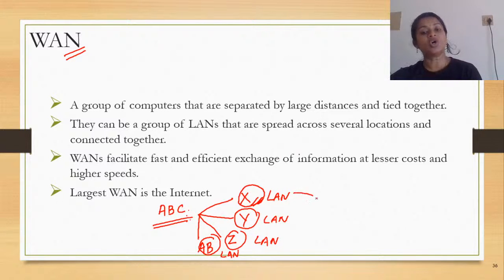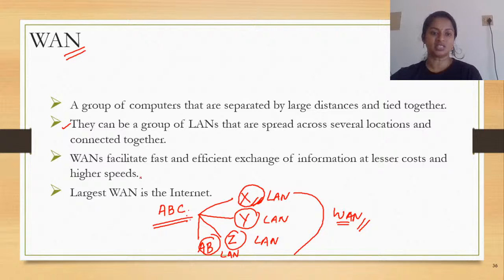In these cases, all these LANs are connected by a network, and this network is called the WAN. So this is what is meant by the second bullet. Inside the WAN you can have a group of LANs. What is a WAN going to have? A group of LANs, spread across several locations and connected together.